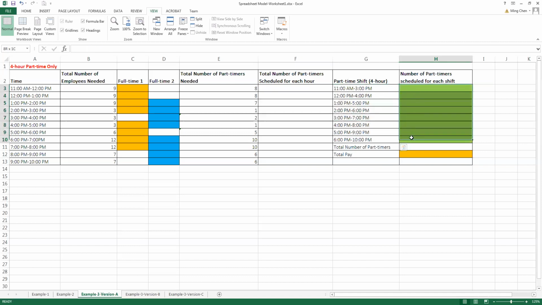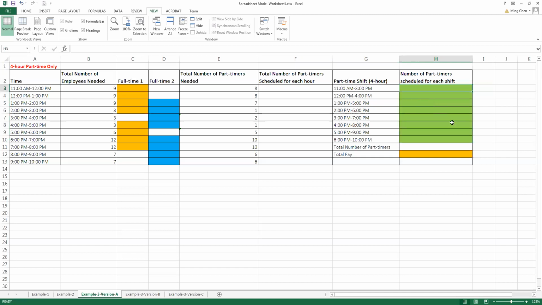Column H is something we have to determine. For each possible shift, how many people do you want to hire? Do you want to hire 1 person to work from 11 to 3, or 2 people, or 3 people? These cells are something we need to make a decision on, so we call them decision variables.